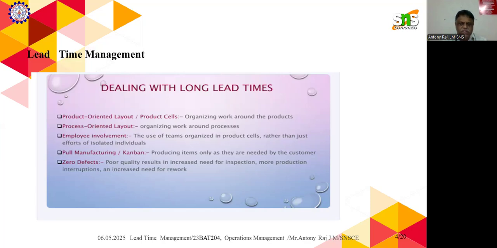And zero defects is a very, very critical concept again, where if you produce with a lot of defects, then it leads to an increased need for inspection, which increases time and cost, and your production gets interrupted, and again there is an increased need for rework. This all impacts lead time in a very, very big way.